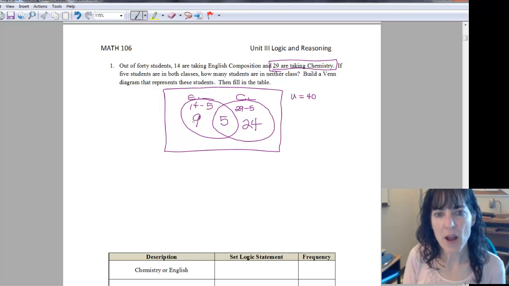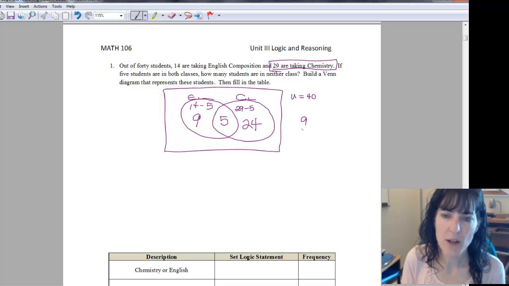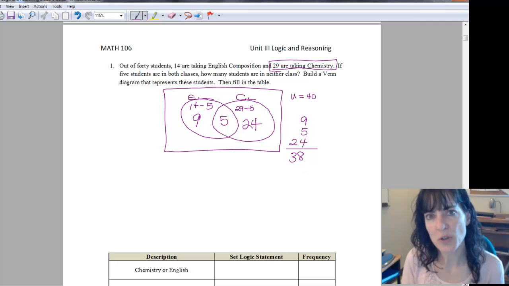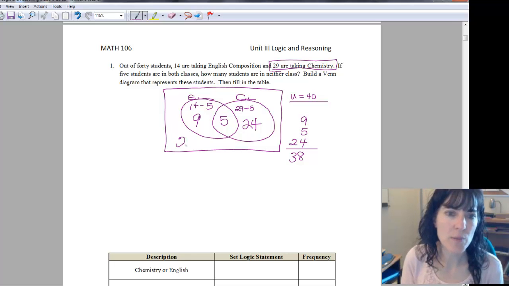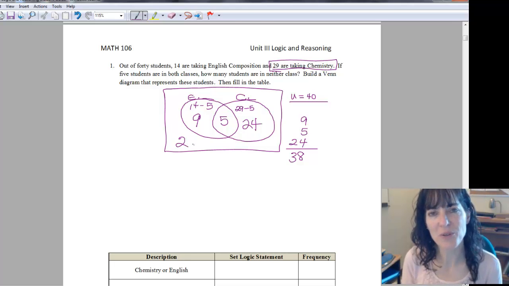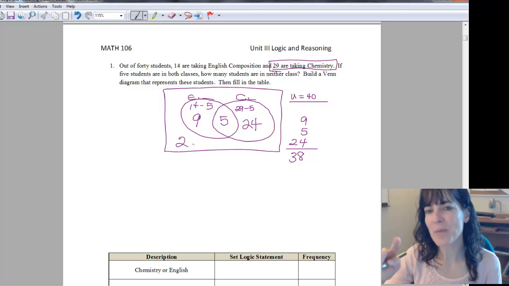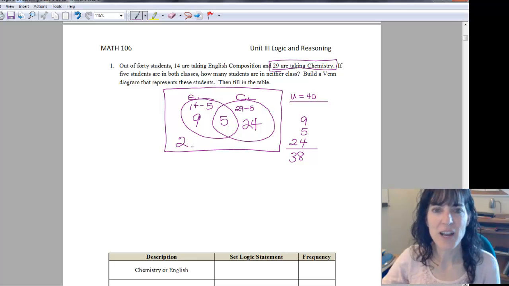Okay, and now that I know those numbers, I can add them up. So I have 9 plus 5 plus 24. And that's going to be 13, 18, so 38 students. So in my 2 circles, I'm accounting for 38 of those students. We said that there were 40 students altogether. That means 2 students are out here in the universe not taking either chemistry nor English. And that was one of our questions, how many students are in neither class?